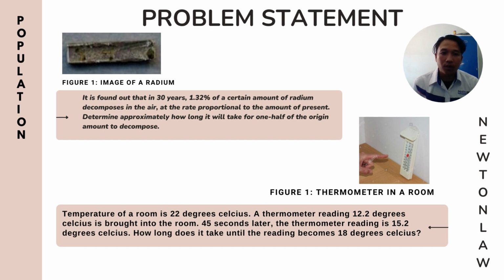The second question is about figure 2, a thermometer in a room. It's about Newton's law. The temperature of a room is 22 degrees Celsius. A thermometer reading 12.2 degrees Celsius is brought into the room. 45 seconds later, the thermometer reading is 15.2 degrees Celsius. The question is how long does it take until the reading becomes 18 degrees Celsius? That's all.